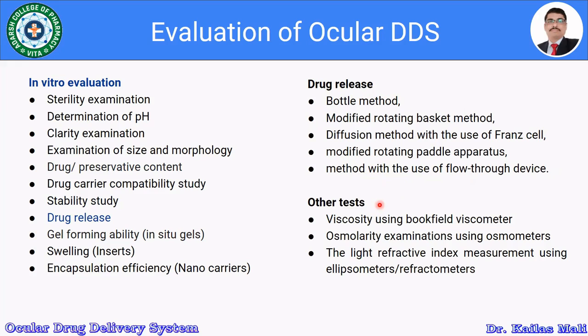Certain other tests are performed like the viscosity of the prepared formulation, if it is eye drops, for example ointments or gels, by using the Brookfield viscometer. Osmolarity is one of the important parameters which can be done by using osmometers. Then the light refractive index measurement by using ellipsometers or refractometers. So these are some additional tests which are performed for the ocular products.